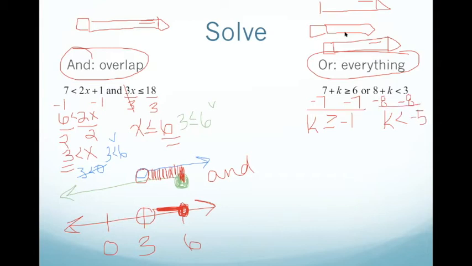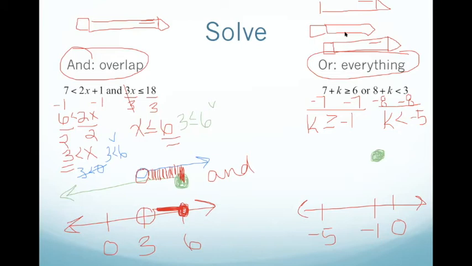This time we have an or statement. So again, I'm going to draw my number line with my critical values. That's 0, -1, and -5. And then I'll use 2 colors again. Starting with k is greater than or equal to -1. I have a solid circle at -1 because of that equals to.